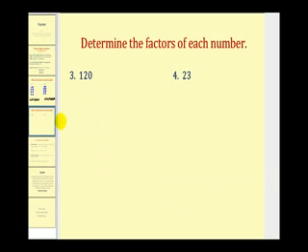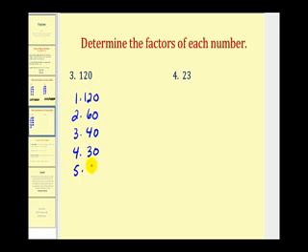Let's go ahead and try a couple more. Here we have 120. Now, of course, as this number gets larger, it gets more and more challenging to find all of the factors. So we need to be sure we take our time here. We have 1 times 120. It's even, so that would be 2 times 60. It is divisible by 3, that would be 3 times 40. It's also divisible by 4, so that would be 4 times 30. It ends in a 0, so it's divisible by 5. This should be 5 times 24.